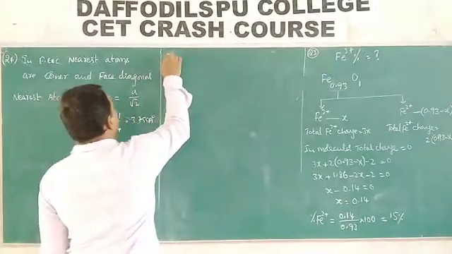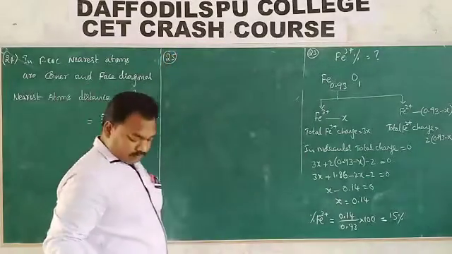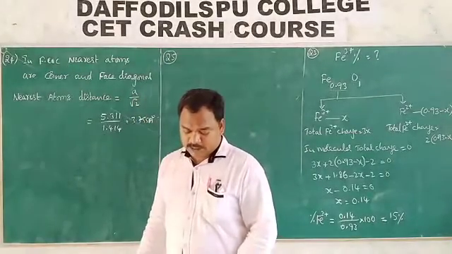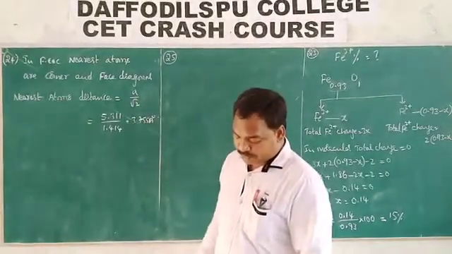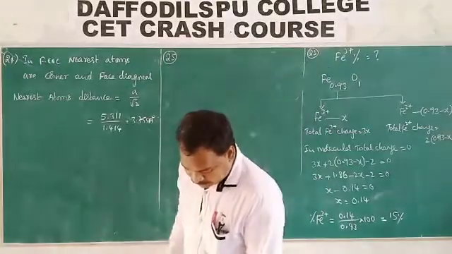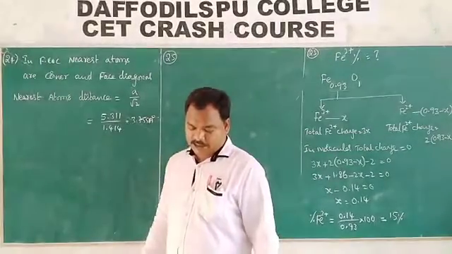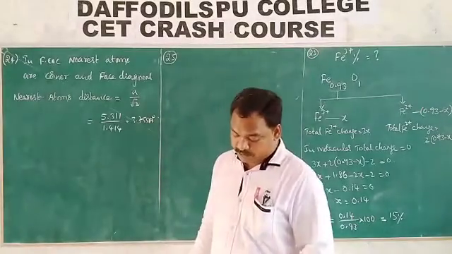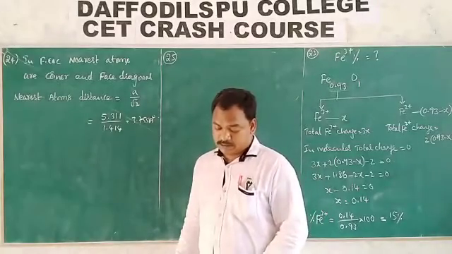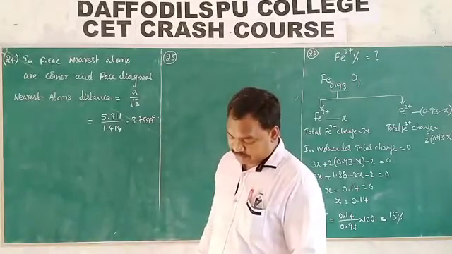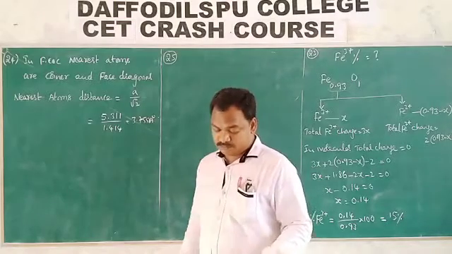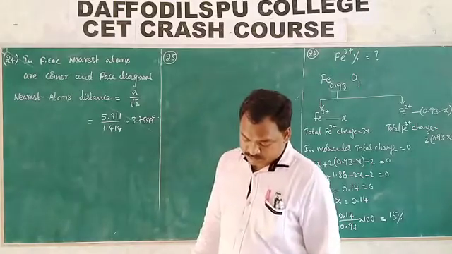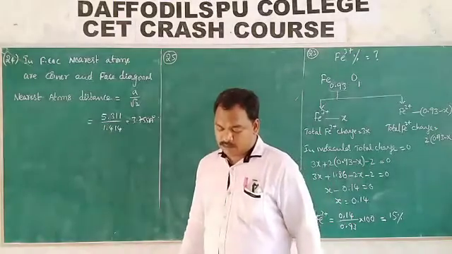Question number 25. In a crystal of ionic compounds, the ions B form the close packed lattice, and the ions A occupy all the tetrahedral voids. So in a close packed lattice arrangement, the effective number of atoms is 4. A occupy all the tetrahedral voids, and the formula of the compound is?